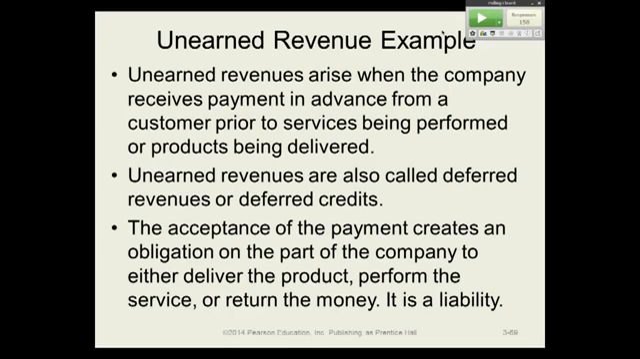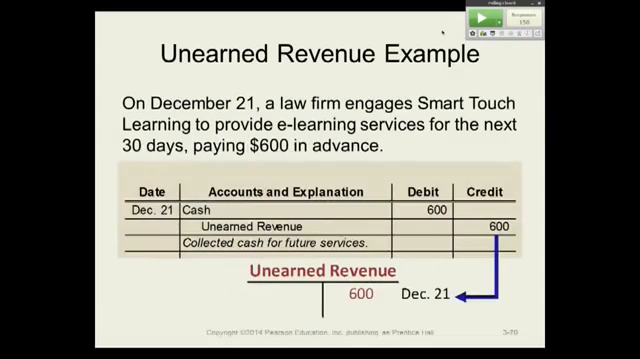So let's take an example. Let's say that on December 21st, our company Smart Touch Learning provides online learning services for a law firm, and it's going to be provided over the next 30 days, but they collect $600 in advance. On the day they collect that payment, you have a debit to cash and a credit to unearned revenue.